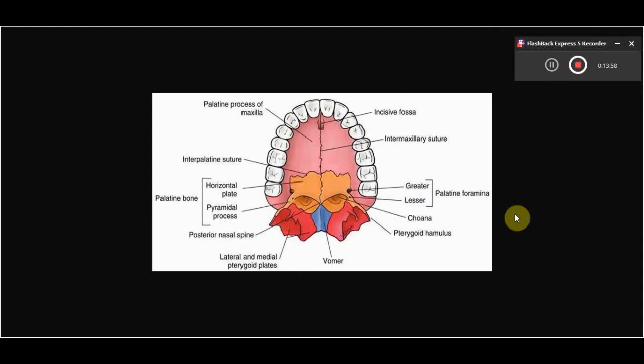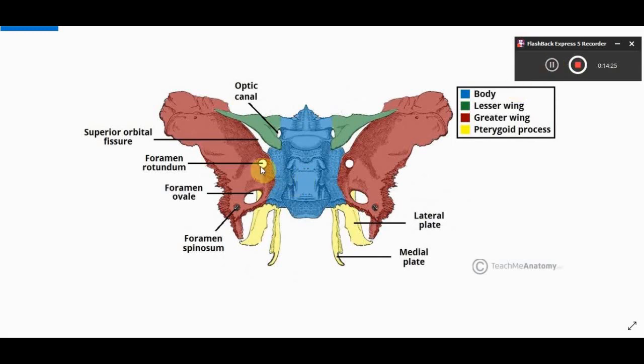In this image I will show you again, this is us looking at the hard palate from below, and this is the horizontal plate of the palatine bone, which bears the greater palatine foramen. Below it is the pyramidal process, which is in between the medial and the lateral pterygoid plates, and the pyramidal process bears the lesser palatine foramina. Again, in this image I want you to take a look at where the foramen rotundum is located.